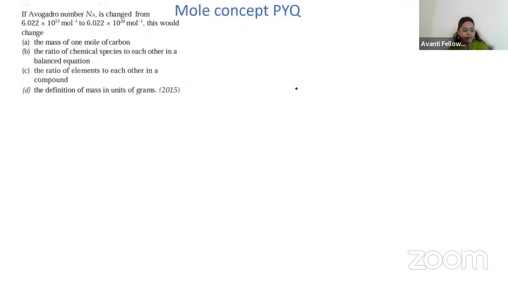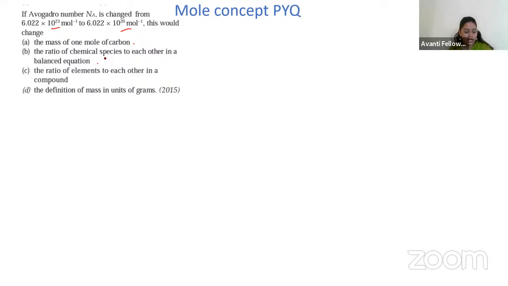Next problem. The Avogadro's number is changed from 10 raised to 23 to 10 raised to 20. This would change the mass of 1 mole of carbon, the ratio of chemical species to each other in a balanced equation, the ratio of elements to each other in a compound, or the definition of mass in units of grams. So here, Avogadro's number is changed. Then what will change?